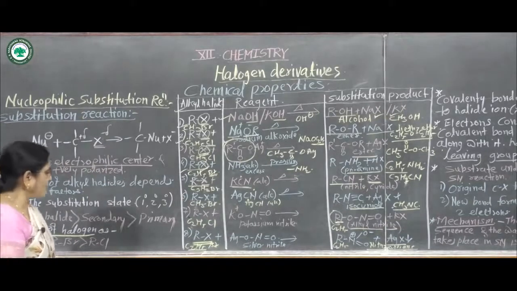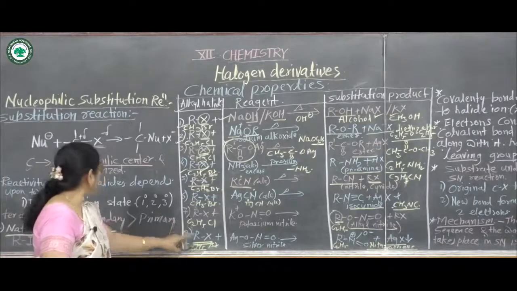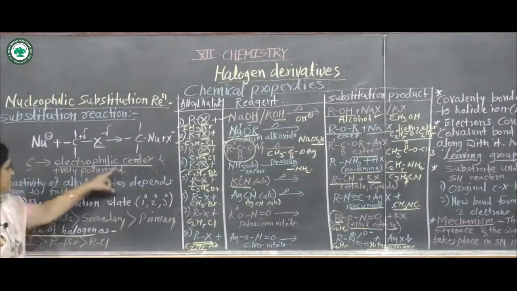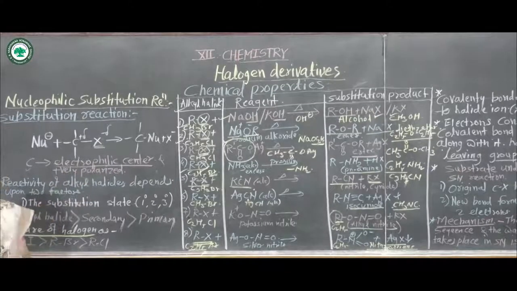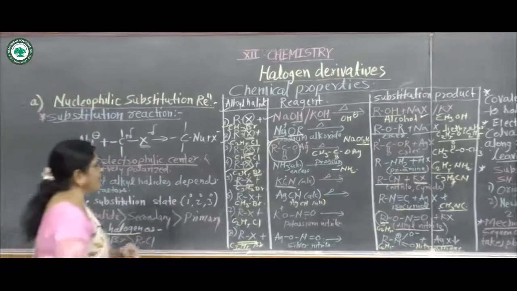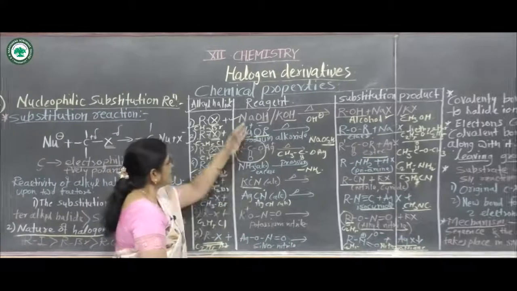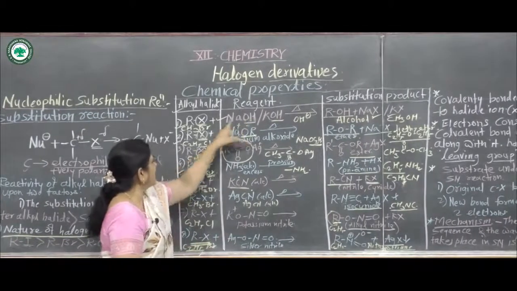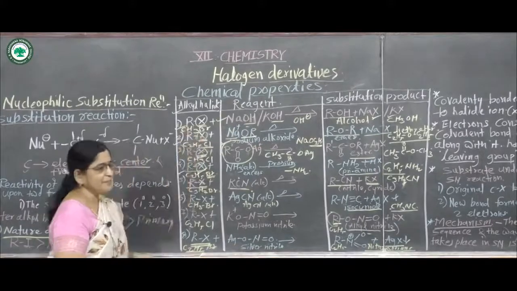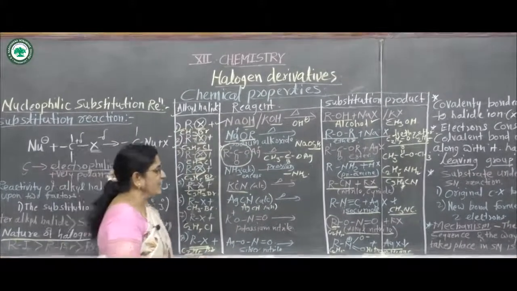Then on this carbon a positive charge forms. That means this is a positively polarized center. It is an electrophilic center. And in the next step, the nucleophile, that means the nucleophile in this reagent, gets attached to this carbon atom.